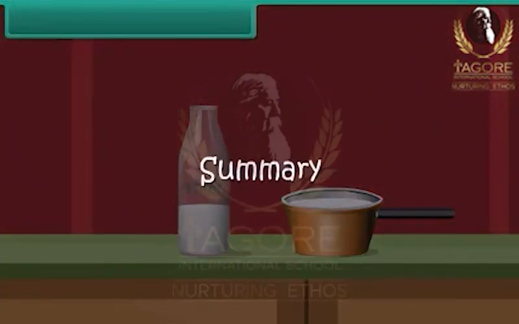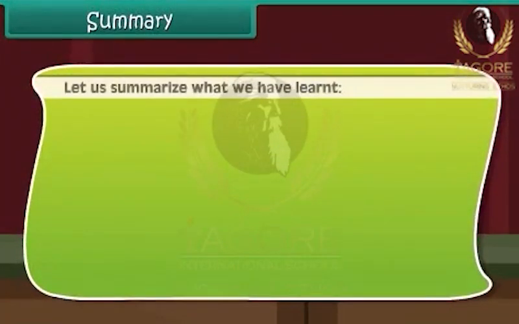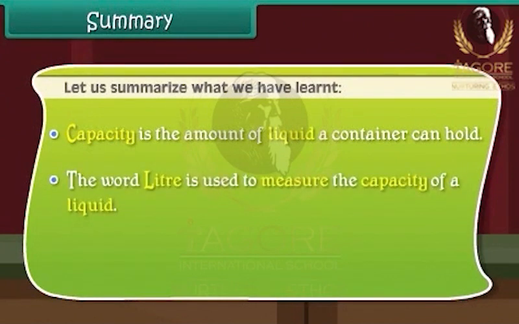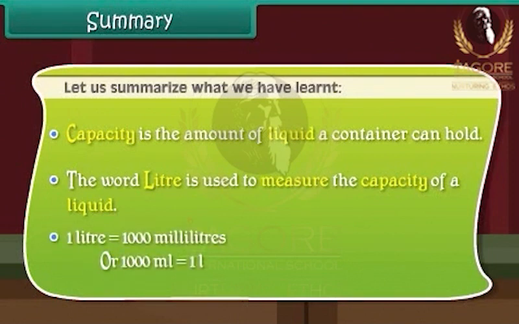Summary. Let us summarize what we have learned. Capacity is the amount of liquid a container can hold. The word liter is used to measure the capacity of a liquid. 1 liter is equal to 1000 milliliters, or 1000 milliliters is equal to 1 liter.